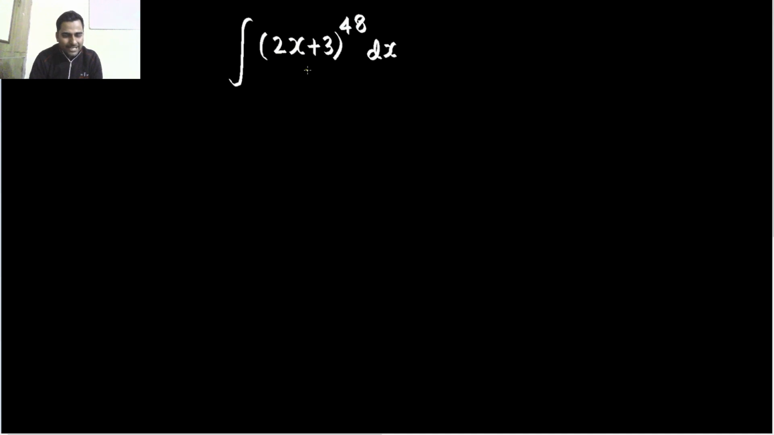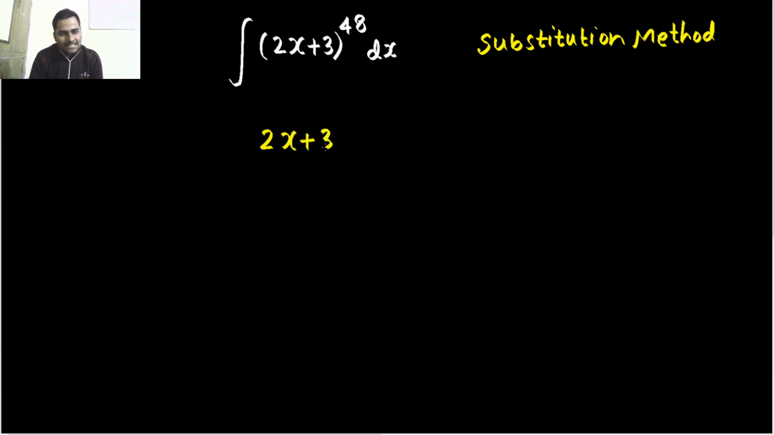Inside the bracket you see a linear thing. So what we do, we substitute, as the name suggests, substitution method. So let me write that for you. Substitution method. So we take this as some other variable t. You can take it as per your choice. Now we differentiate both sides.